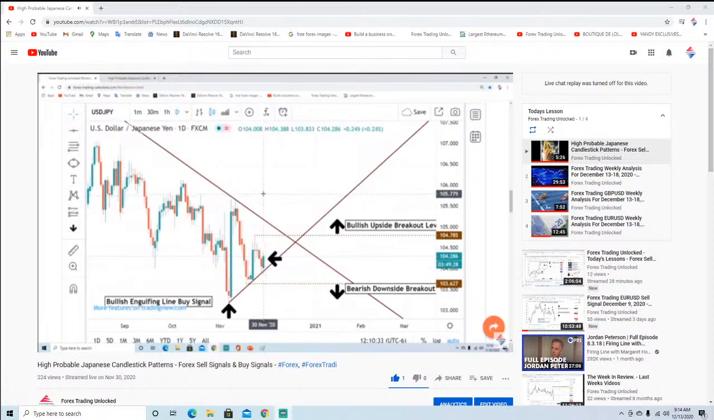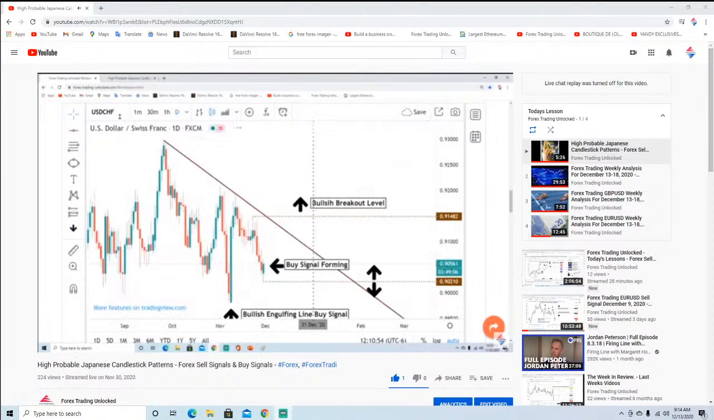These signals occur often in many markets. They happen all the time. Just in the month of November alone, in the US dollar yen trade we already had a bullish engulfing line buy signal form. We have another pattern forming here. We go back to the US dollar Swiss, and we have one forming again.